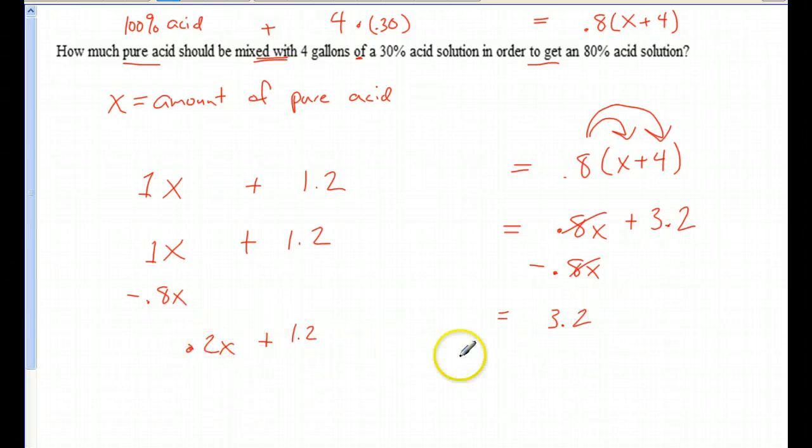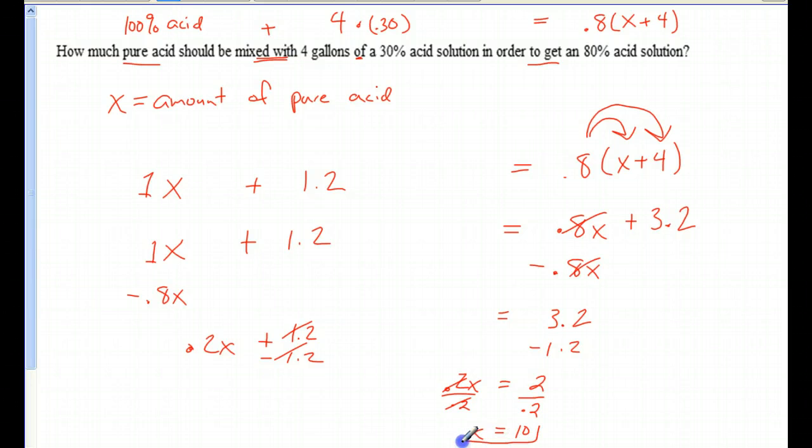Alright, we've moved our x's here, we're going to move our constants here. So I'm going to subtract 1.2. Gone over here, and I've got 0.2x equals 2.0, or just 2. Alright, and then finally, last step, divide both sides by 0.2. Alright, and then I get x is equal to 10. Alright, 10 what? Gallons. So 10 gallons pure acid.